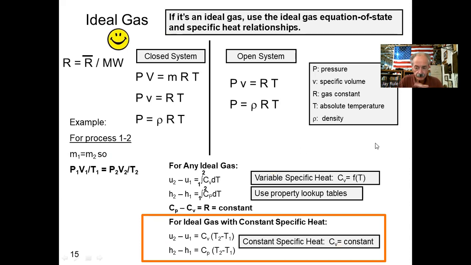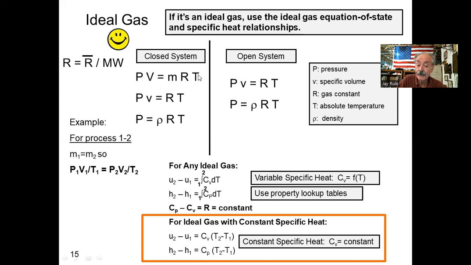Now let's look at some material that you definitely have got to have in your head. Types of problems that are ideal gases. If it's an ideal gas, use the ideal gas equation of state. So for a closed system, there's 3 statements of the ideal gas equation of state. They are all identical. Understand why they're identical.